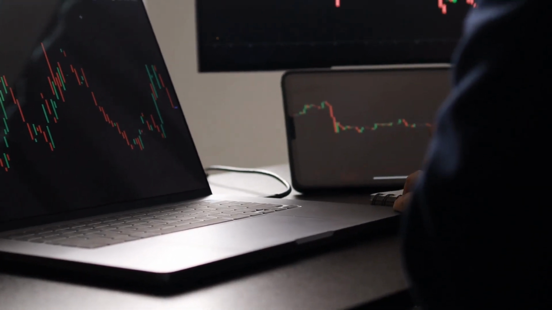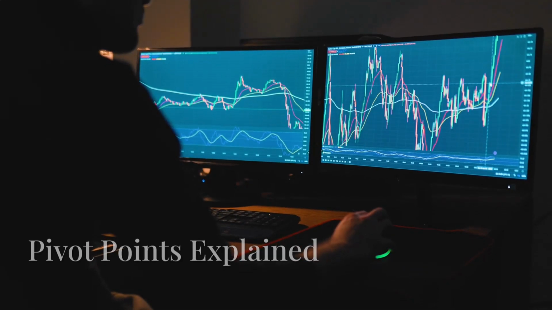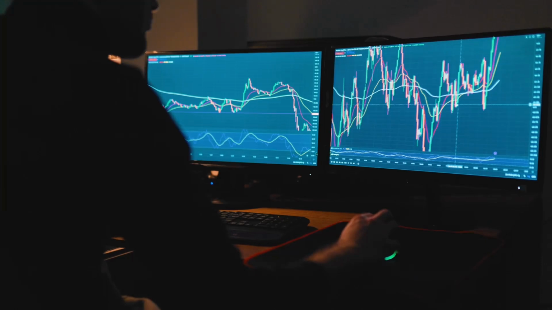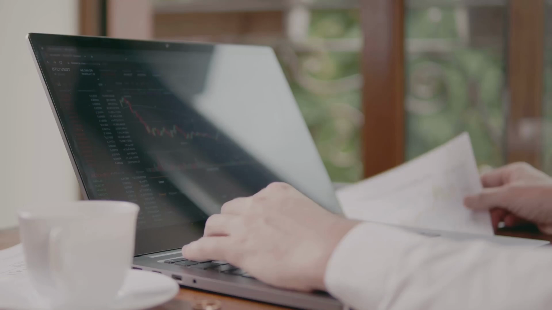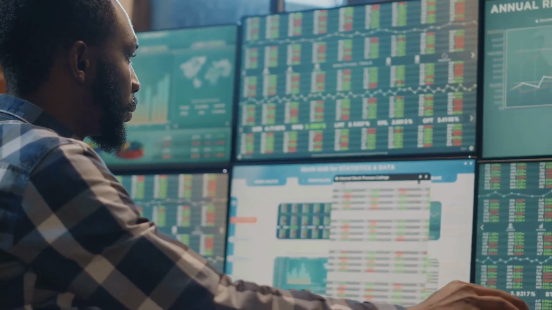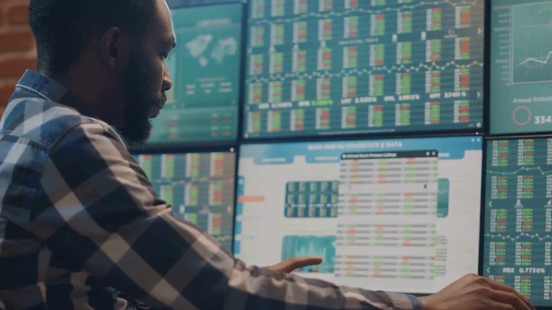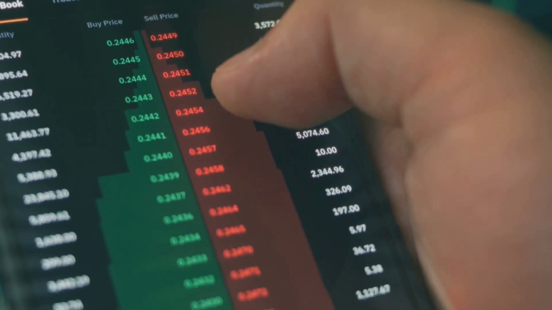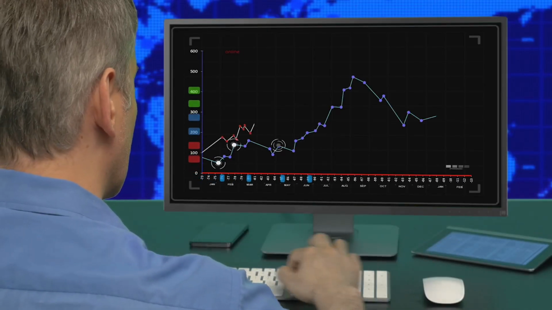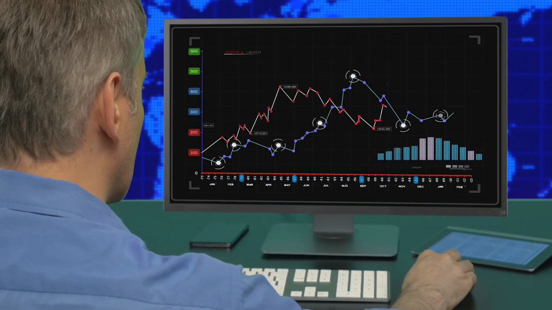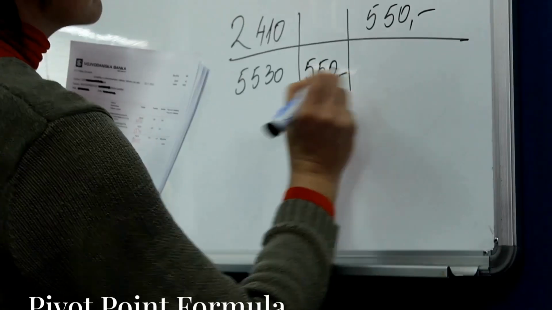Here's a comprehensive daily time frame strategy using pivot points. Let's break down how pivot points work in online trading, especially in Forex, and how you can use them effectively. Pivot points are mathematical price levels used to identify potential support and resistance zones in the market. They are calculated using the previous day's high, low, and close. They're widely used in Forex, indices, commodities, and crypto, especially on platforms like TradingView.